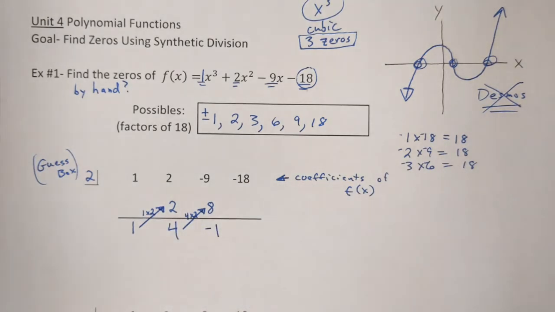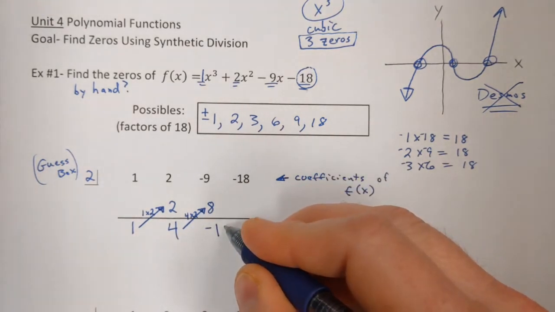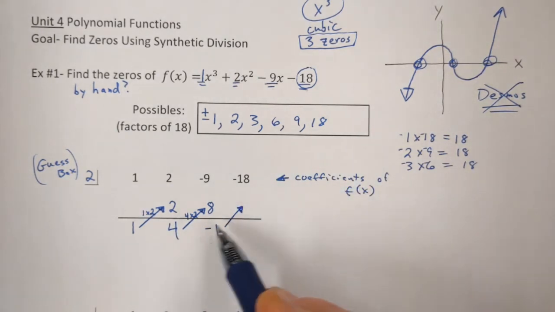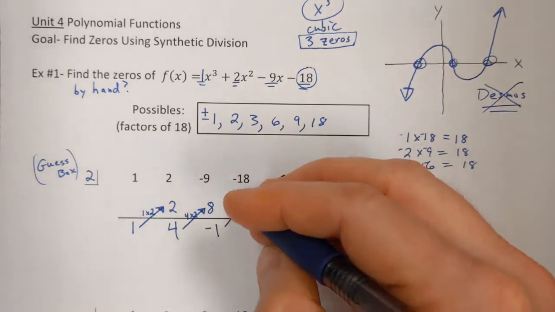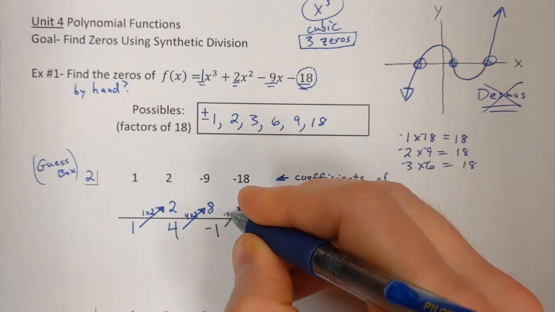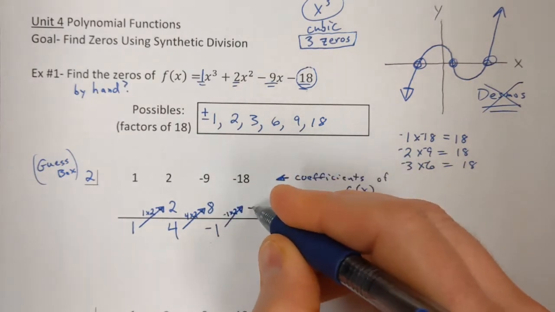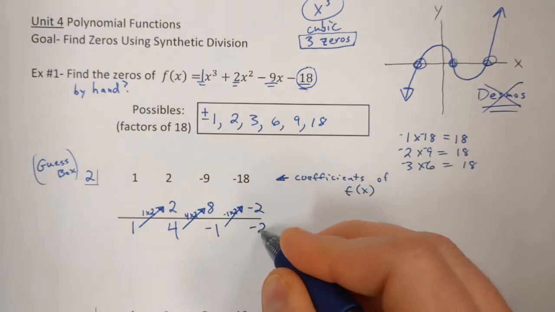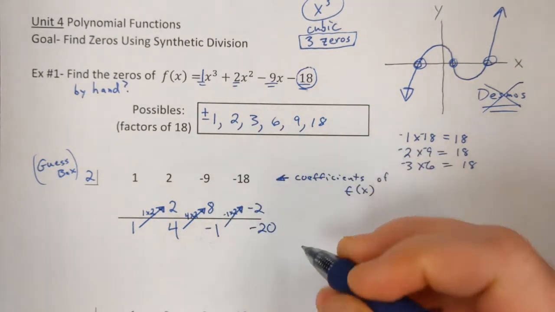All right, and then I'm going to draw one last diagonal. And as I do with every diagonal, I'm going to take this value and multiply it by my guess. So I need to do negative 1 times 2. That comes out to negative 2. Add my resulting column, and this adds up to negative 20.